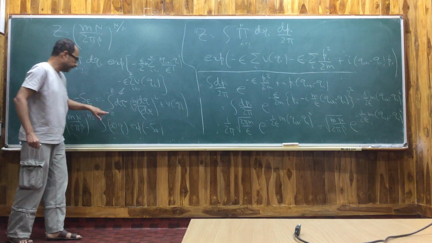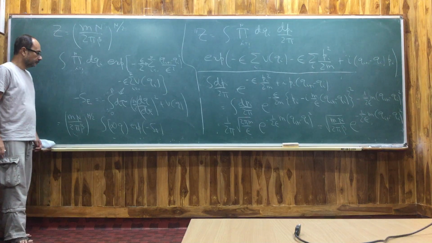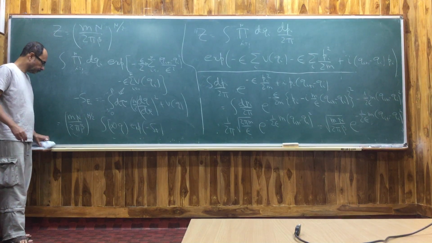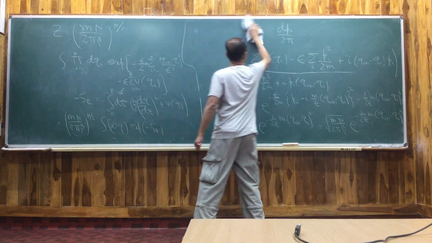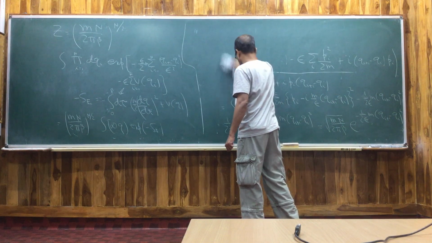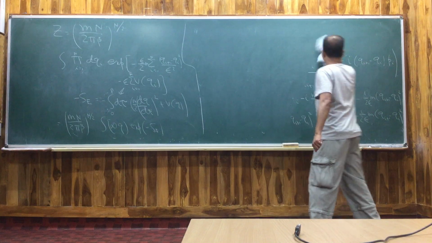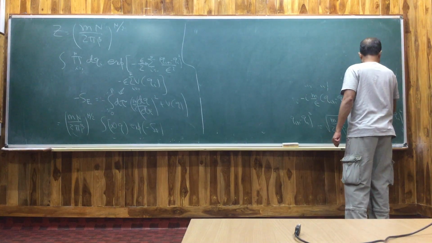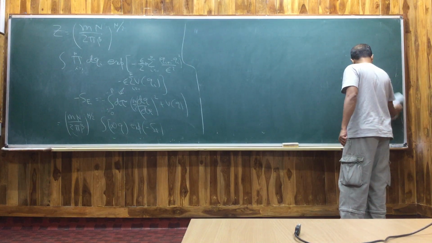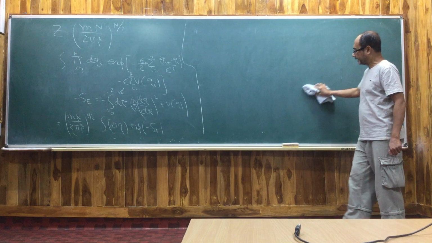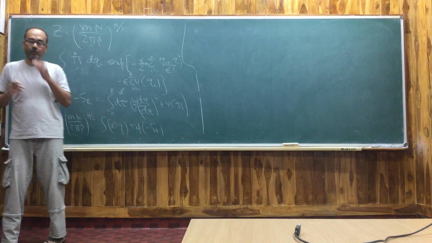Where minus the Euclidean action is, by definition, this. So now we can try to understand the difference between this and the usual path integral that we do in quantum mechanics.